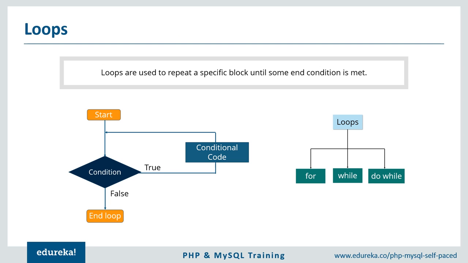Now we also have iterators in PHP. There are three kinds of iterators or loops in PHP. The first is the for loop, the second is the while loop, and the third is the do while loop. Now iterators are basically used when you need to actually repeat a specific block of code again and again in your software. So we'll see how we do that.